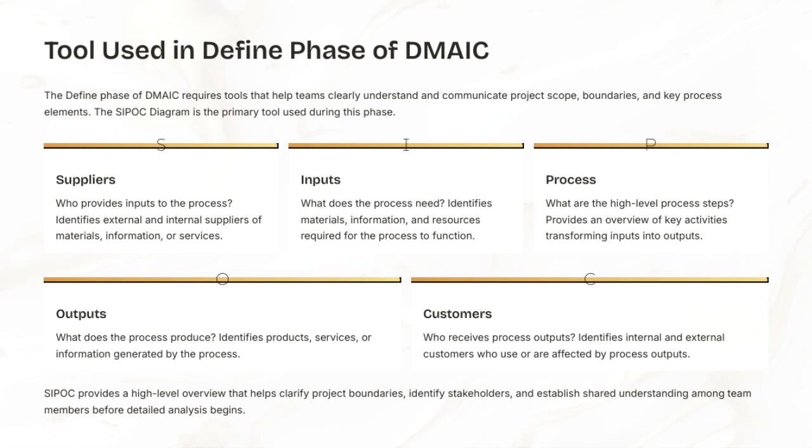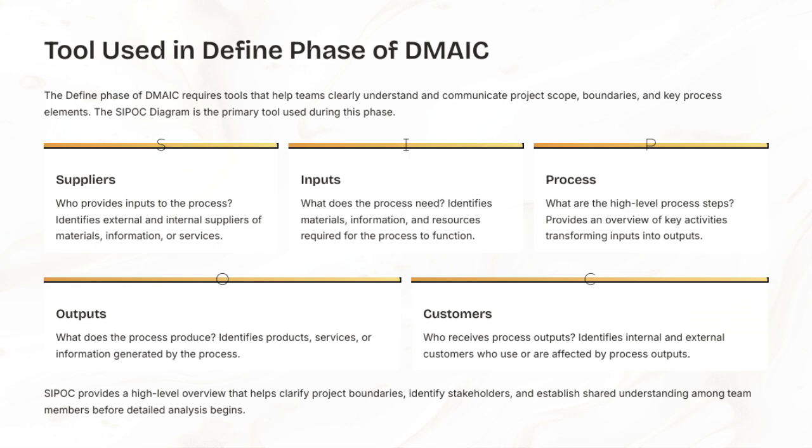Speaking of inputs, what does the process need to operate? Inputs include the materials, information, and resources necessary for the process to function smoothly. And finally, who provides those inputs? That's our suppliers, both internal and external sources of the materials, information, or services required.